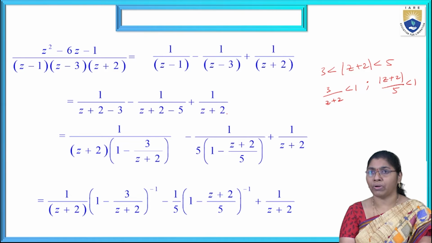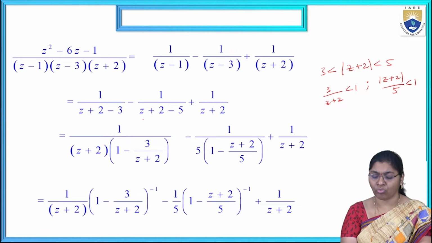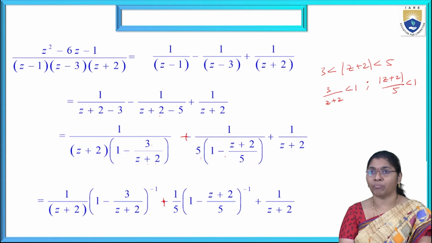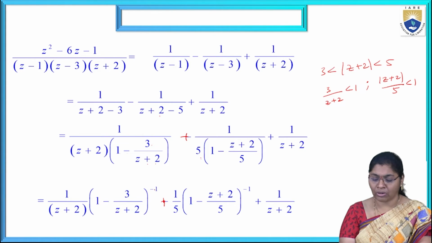1 by z plus 2 is as it is, no changes. Now we can shift it into these two. Now count with the z plus 2, 1 minus 3 by z plus 2. Now we can count the 5: minus 5 into, minus already there, minus into minus plus 5. 1 by 5 into 1 minus of z plus 2 by 5, plus 1 by z plus 2 common as it is. Now here 1 by z plus 2 into 1 minus, into inverse.